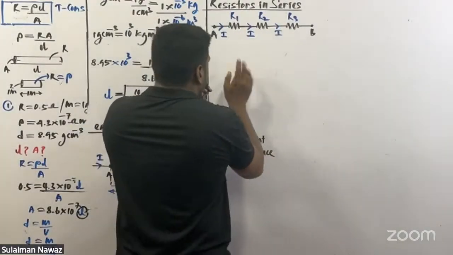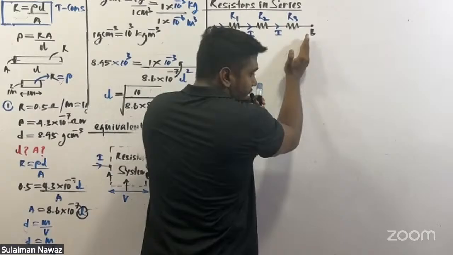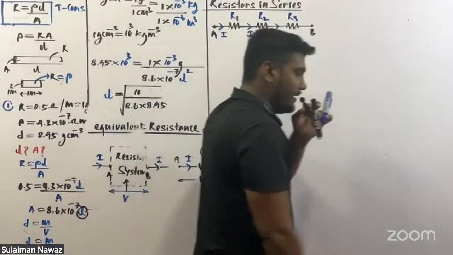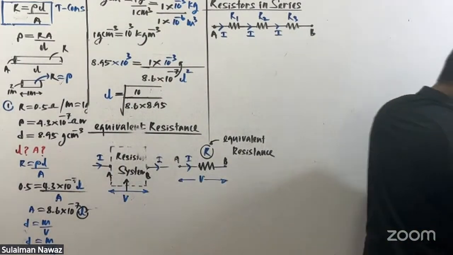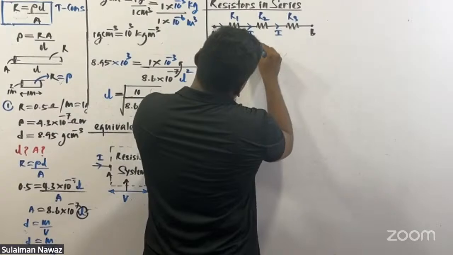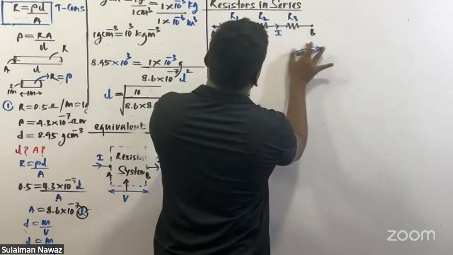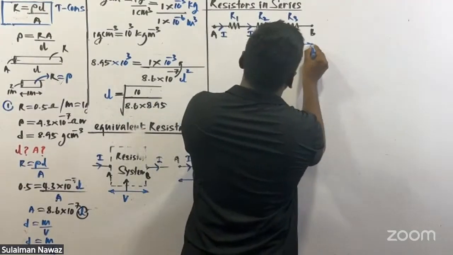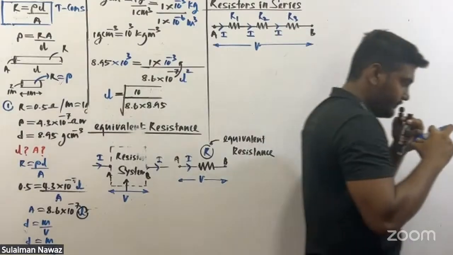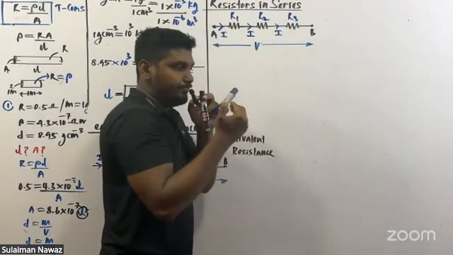Let's consider the potential difference, if not voltage difference, between point capital A and point capital B. Let's say capital V. The voltage difference between point capital A and point capital B is capital V. Now then, you might have a small problem.